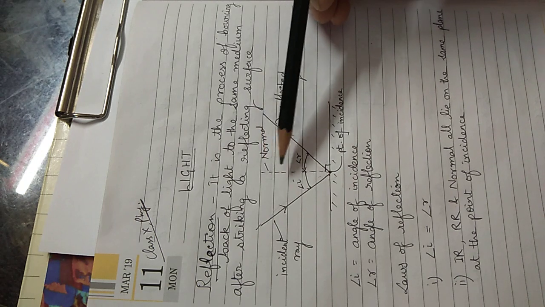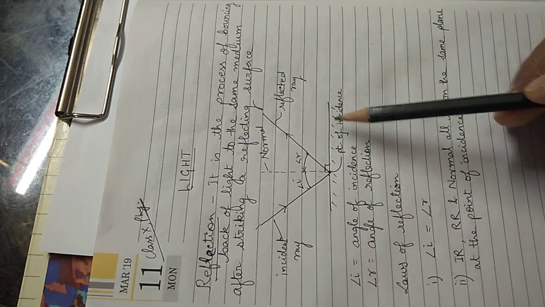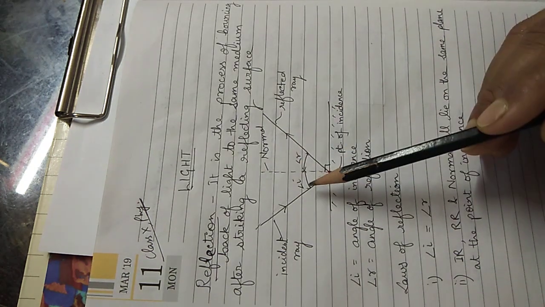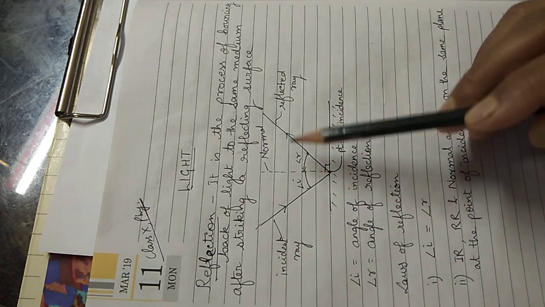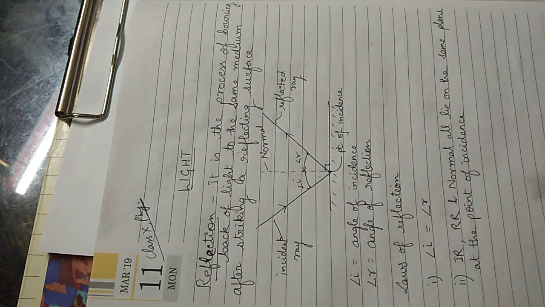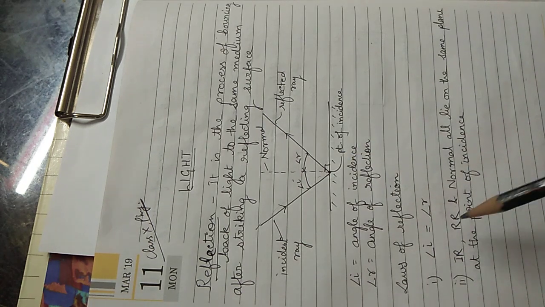If you draw a line at 90 degrees to the plane of the mirror, that is called the normal. The angle between the incident ray and the normal is called the angle of incidence, and the angle between the normal and the reflected ray is called the angle of reflection. The point here is called the point of incidence.